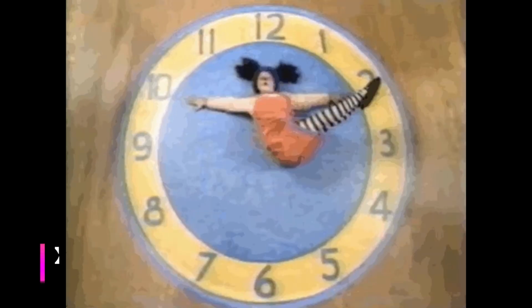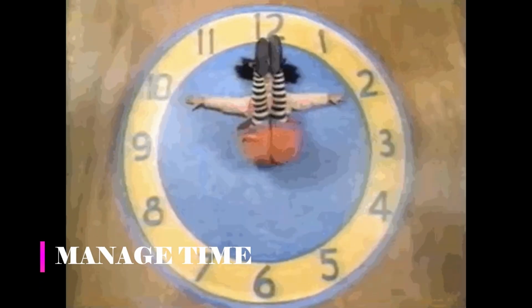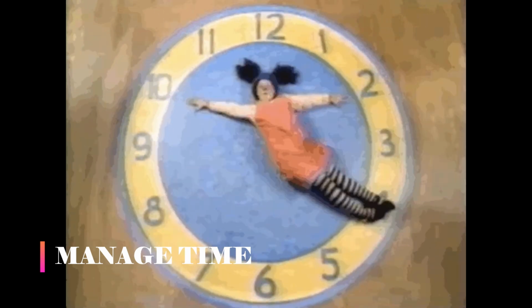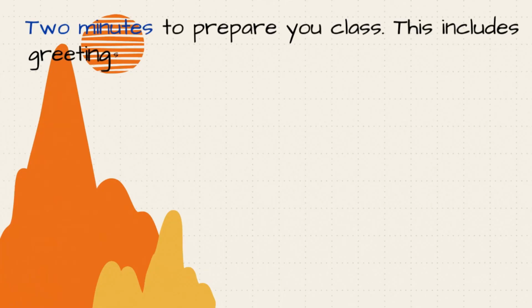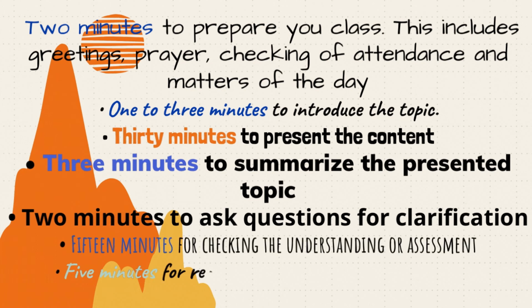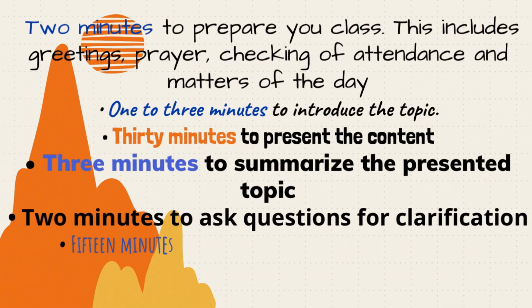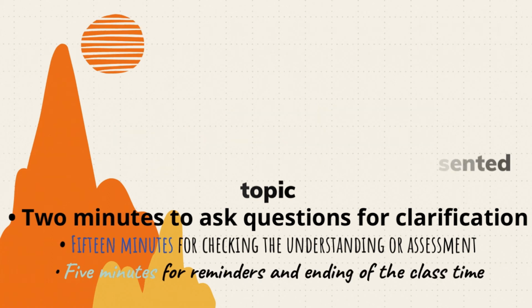6. Manage time. Narrow down learning objectives based on your schedule, like if you are given an hour and you have to divide it among the parts of the lesson plan. Here is the estimated timeline. 2 minutes to prepare your class. This includes greetings, prayer, checking of attendance and matters of the day. 1 to 3 minutes to introduce the topic.